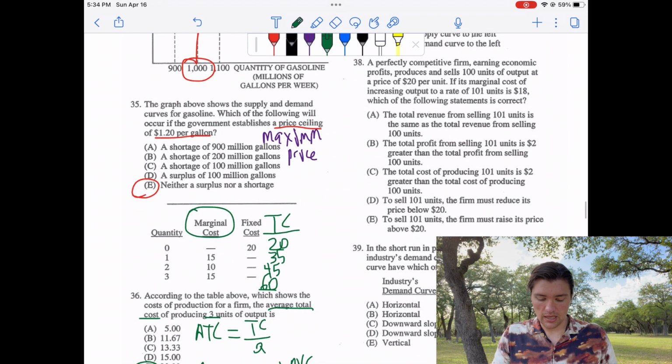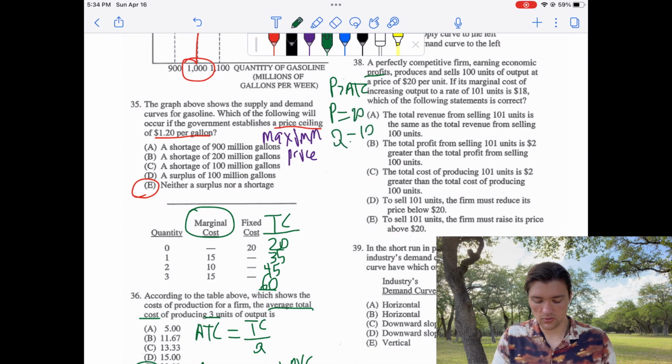Number 38, a perfectly competitive firm earning economic profits. So that meant price is greater than your ATC. Produces and sells 100 units of output at a price of 20. So P equals 20, Q equals 100. Its marginal cost of increasing output to a rate of 101 is 18. Which of the following is correct? So if you did the other product here, your marginal cost is 18. All right, so let's figure out what's going on here.